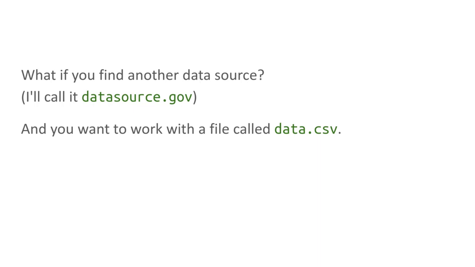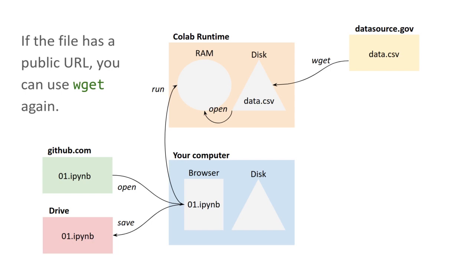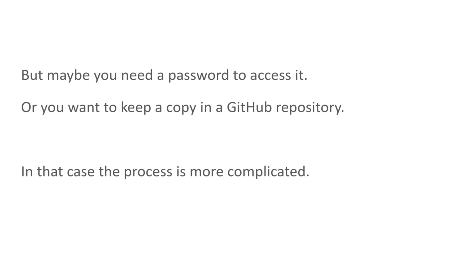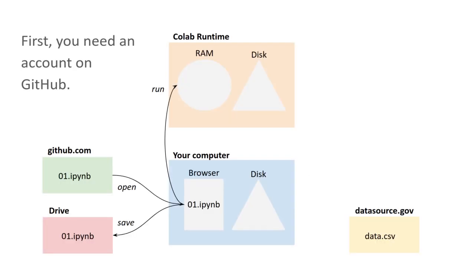If you find some other source of data, as my example, I'm going to call it datasource.gov, and let's say that they've got a file that's called data.csv. If that file has a public URL, in other words, if anybody can go to that web page and download the file, then you can use wget again. You can just pull that data directly from the source into Colab. But if you have data that's coming from a private source, or if you want to keep a copy of the data in a GitHub repository, you can do a process that's a little bit more complicated.